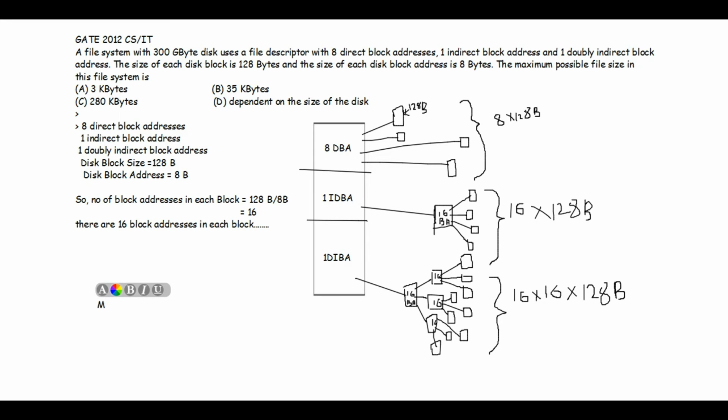So if we use this kind of system, then the maximum file size will be 8 into 128 bytes, which is from the 8 direct block addresses. Then there is 16 into 128 bytes, which we got from using one indirect block address, and then there is 16 into 16 into 128, which we got from using one doubly indirect block address. When we add all this, we will have 35,840 bytes of memory, which is equal to 35 kilobytes. So B is the correct answer.